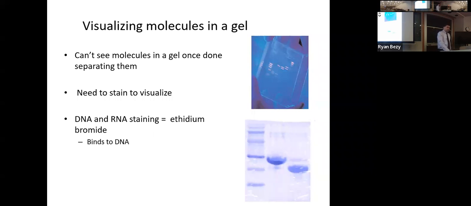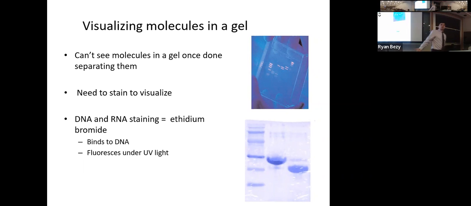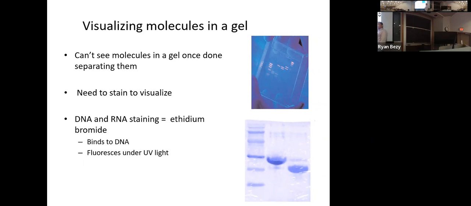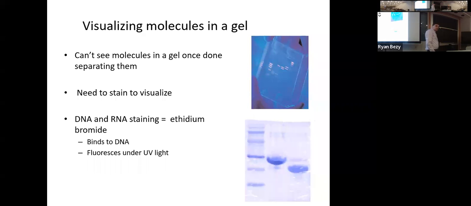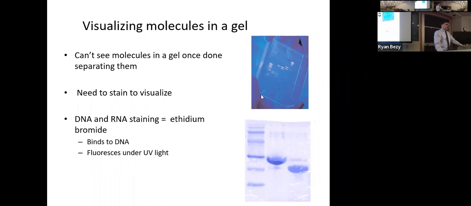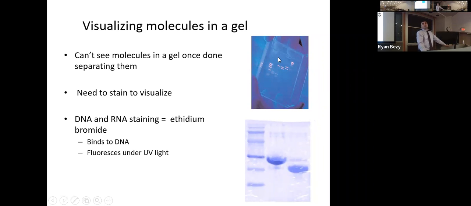So ethidium bromide will bind to DNA, so it locates the same spots DNA is. But it also fluoresces under UV light. That's why you're seeing this purplish, bluish glow here. What happened is you're seeing that gel under a UV light source. Because ethidium bromide glows under UV light and binds to DNA, it allows you to visualize your DNA bands. That's what you're seeing in this particular image: where the DNA has run at the end of this gel electrophoresis.